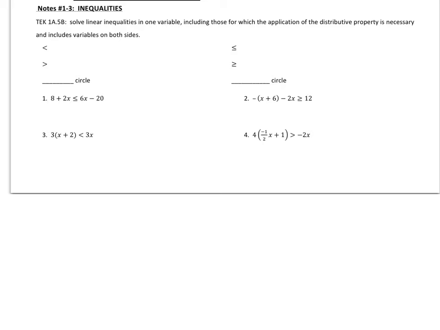I'm going to talk to you today about inequalities. The TEK for this lesson is TEK 1A.5b, coming from Algebra 1: Solve linear inequalities in one variable, including those for which the application of the distributive property is necessary and includes variables on both sides. So, we're going to work on this today. Let's get started.